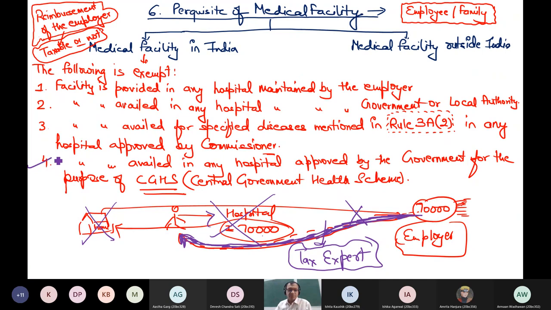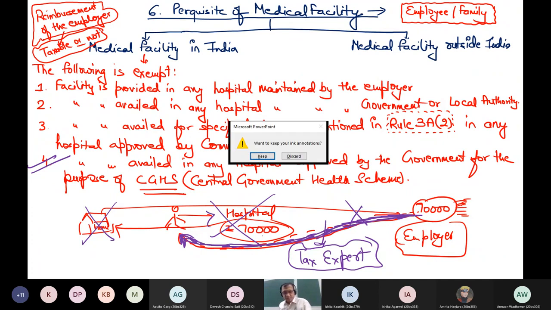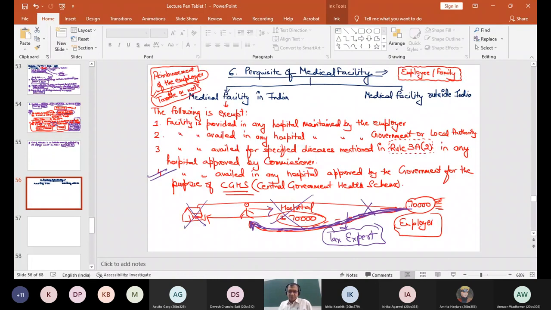Why? Because of this point. I will not include that 37,000 in my salary while paying tax to the government, because I have availed a medical facility in a hospital which is approved by the government for the purpose of CGHS. Is this point clear? If yes, please raise your hand. So these are 100% tax free. I hope you got the knowledge of this circle, that which amount I am talking about: the amount reimbursed or given by the employer to the employee. I am checking this taxability, that these are tax free.